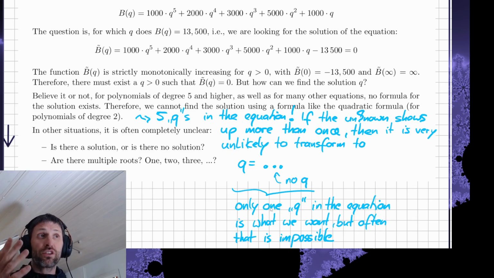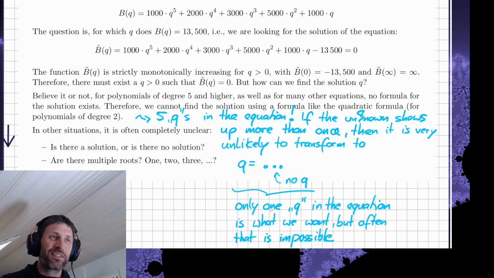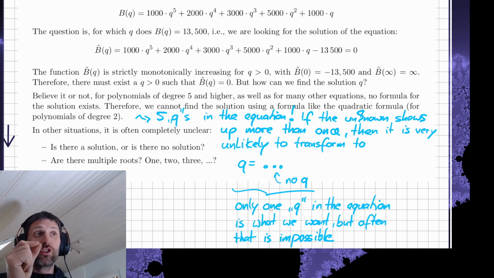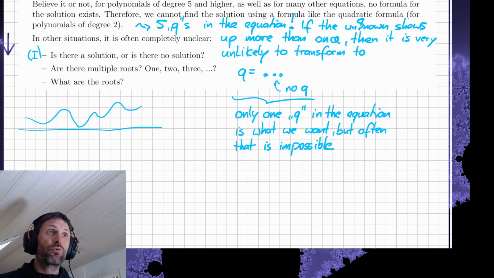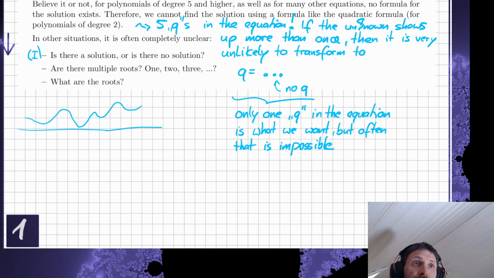The trick is, for degree 2, in Germany we say quadratische Ergänzung. I'm not sure about the correct English term. We can transform a degree 2 polynomial to a form where the unknown x shows up only once, and that's the trick. Okay, and there's a trick for degree 3, and there's a trick for degree 4, but there is no trick for degree 5 polynomials. And for many other equations this is also true. It's impossible to transform that.